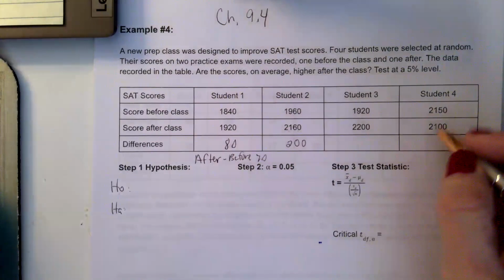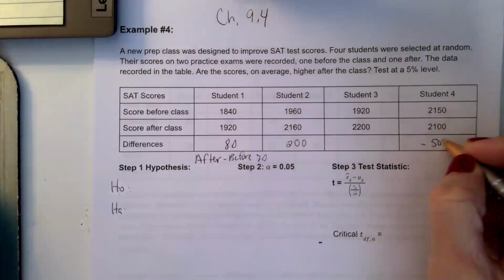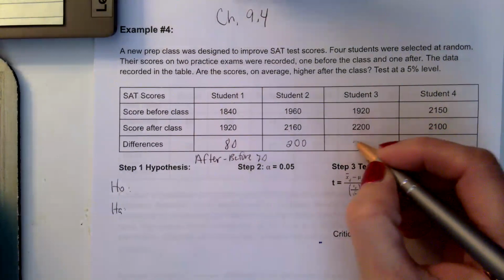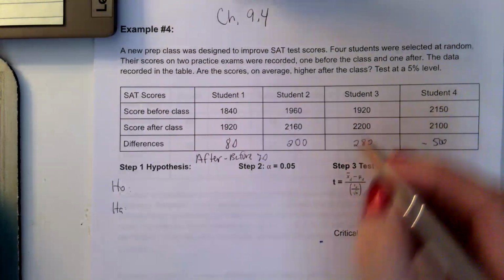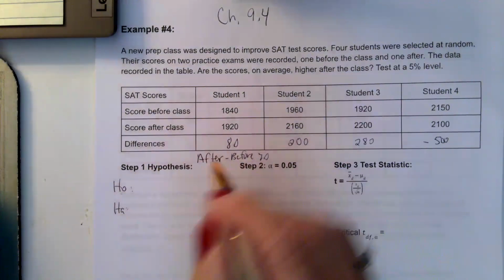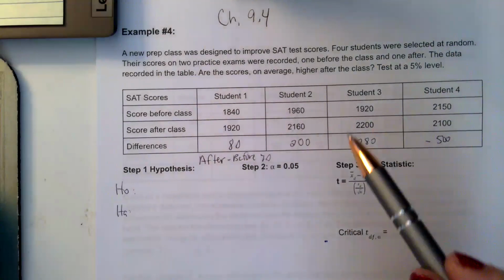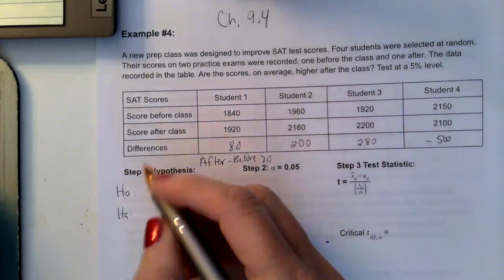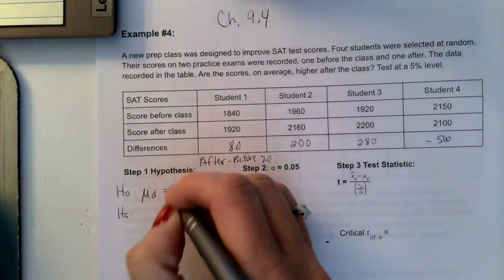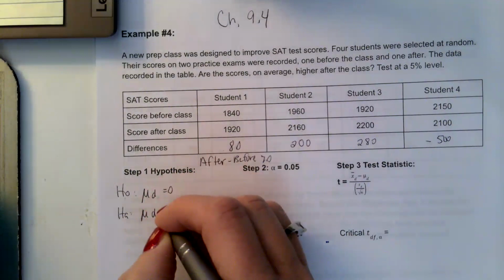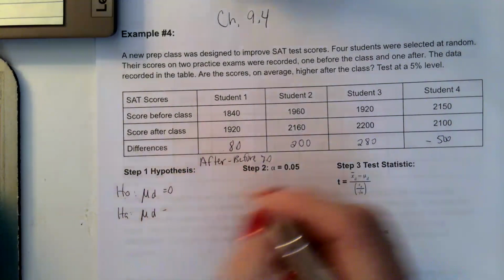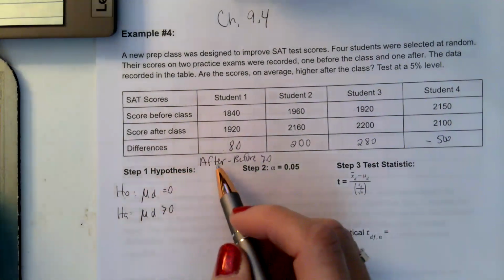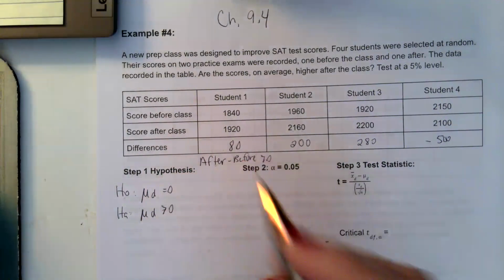And now notice student 4 is going to be a negative 500. Student 3, 2200 minus 1920 would be 280. So my H0 is, because this is paired data, meaning that it's the same sample measured twice, we are looking at the mean difference is equal to 0, or the mean difference is, I'm going to do greater than 0, because I'm doing after minus before is greater than 0.